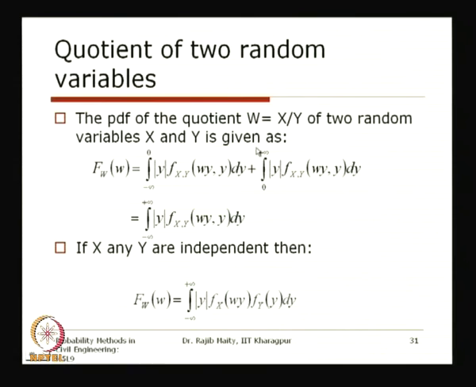Now, the PDF of the quotient, that is w equals x by y of two random variables x and y, is given as follows. So, finally, we are getting that minus infinity to 0 mod y f_xy, that is joint distribution expressed in terms of wy comma y, dy, plus for this 0 to plus infinity mod y joint distribution expressed in terms of wy and y, and we are getting the final from this minus infinity to plus infinity mod of y joint distribution expressed in terms of wy and y dy.